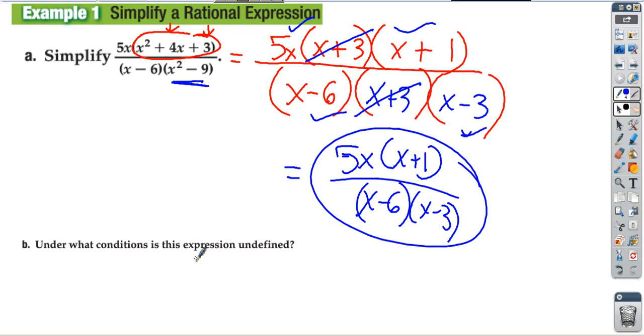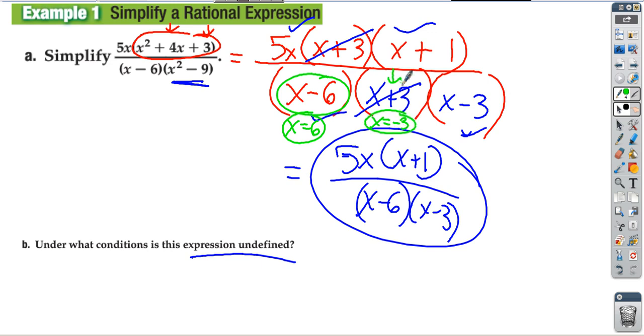Second question here, under what conditions, I should say, is this expression undefined? And the answer is it's undefined whenever the bottom of this fraction is equal to 0. It doesn't matter if the top is 0, but we're not allowed to divide by 0. So what would make this undefined if x were equal to 6? That would mean this whole parentheses was 0, and we can't divide by 0. Right here, it would be undefined when x equals negative 3. That would make this 0.